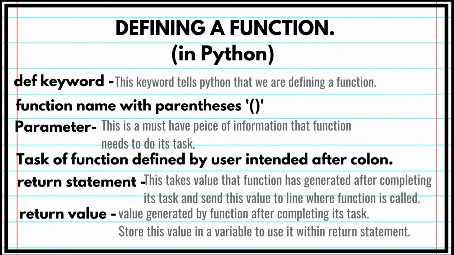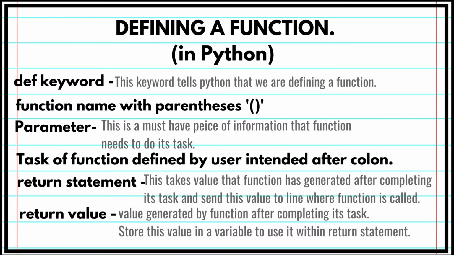Defining a function in Python. Def keyword: when we use this we tell Python we are creating a function. After the def keyword, we write the function name followed by parentheses. Inside the parentheses, we put one or more parameters. A parameter is a must-have information that the function needs to do its job. After the parentheses, we put a colon. Anything indented after the colon is considered inside the function. The task of the function is indented and written after the colon.